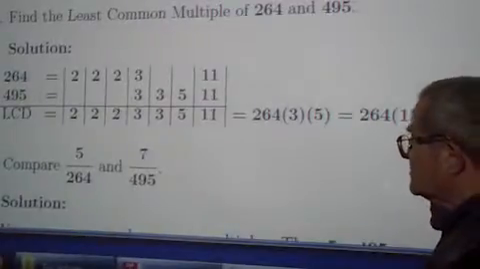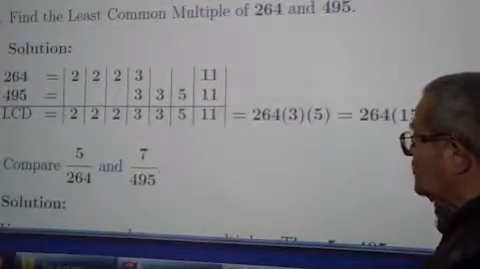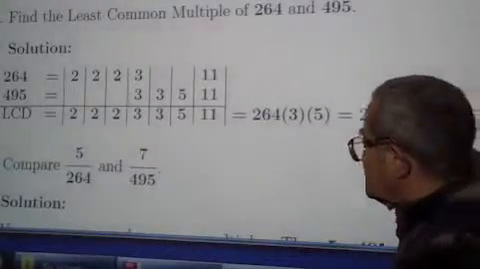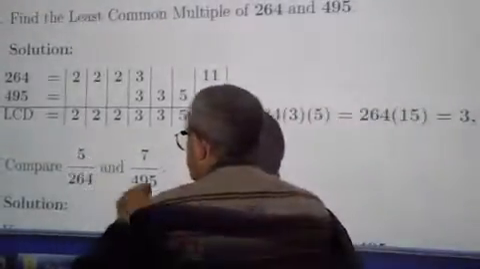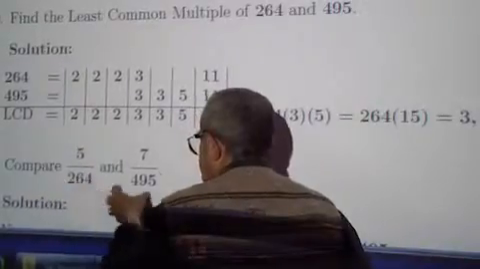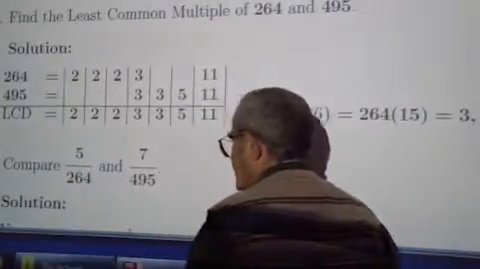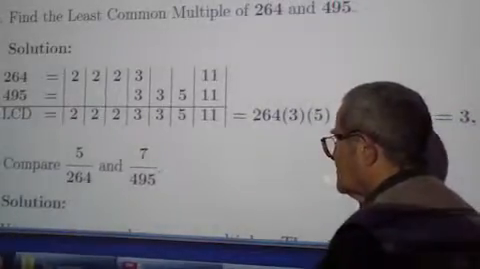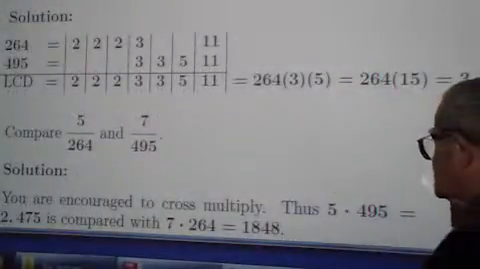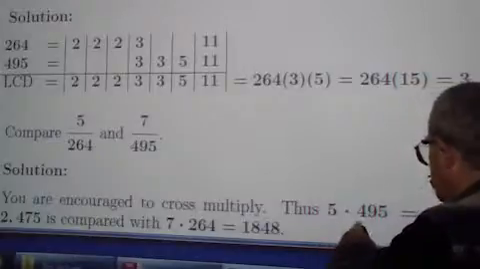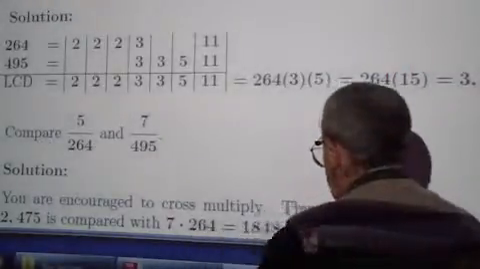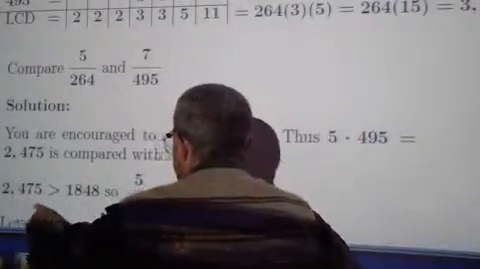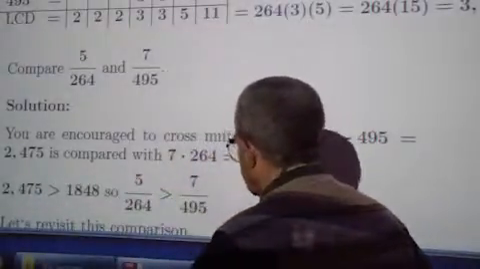Now, compare those two fractions, 5 over 264 and 7 over 495. Most people teach you to cross multiply and see which of the two numbers is the bigger one, that's the bigger fraction. You're encouraged to cross multiply, so you get 5 times 495, 7 times 264, and the 2,475 is the bigger one, so that's the bigger fraction.